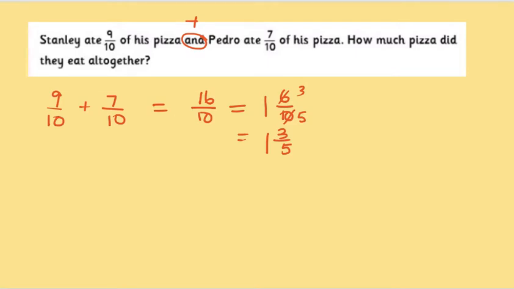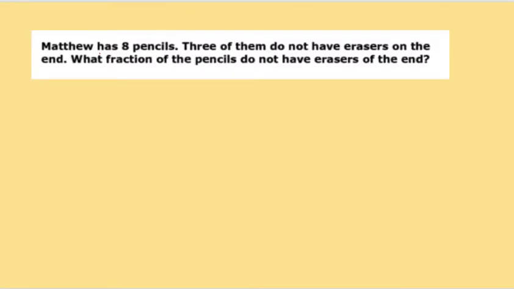Okay, now next one. Matthew has 8 pencils. 3 of them do not have erasers on the end. What fraction of the pencils do not have erasers? So we're looking for the word of, and of means times. So it's 8 times, and we said 3 of them do not have. So we want 3 of them do not.